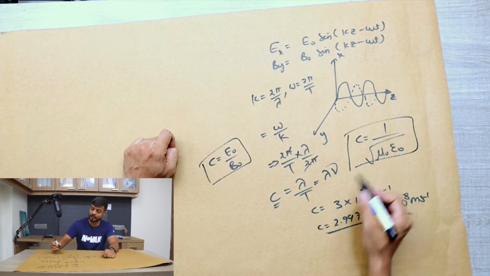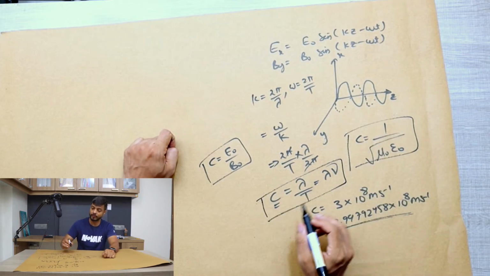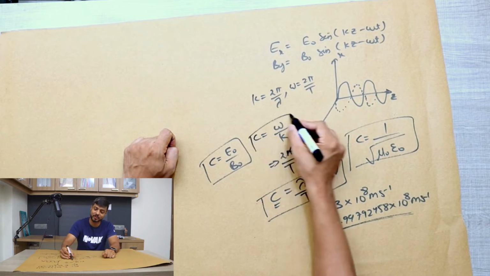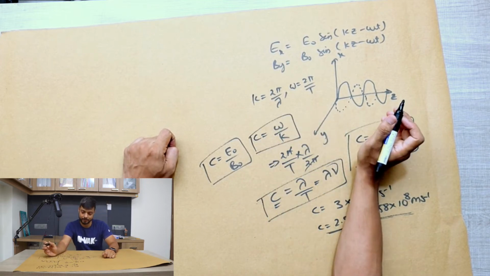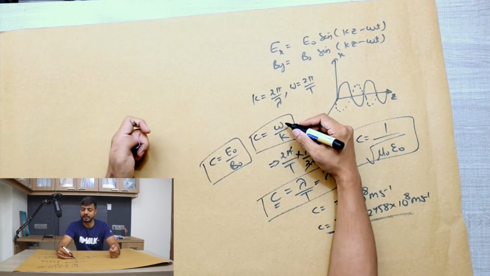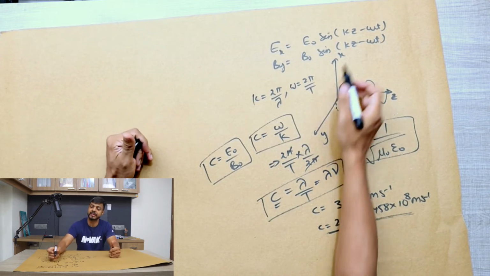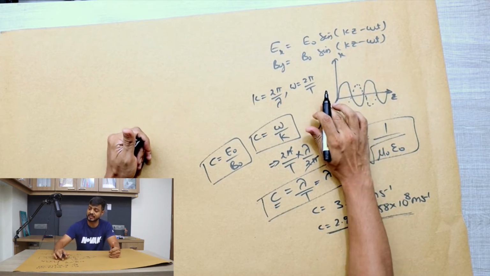There's another way to write c. This is the most common way to write c. In terms of omega and k, c is also equal to omega upon k. Omega is of course the angular frequency, and k is the propagation constant, and z is the direction.